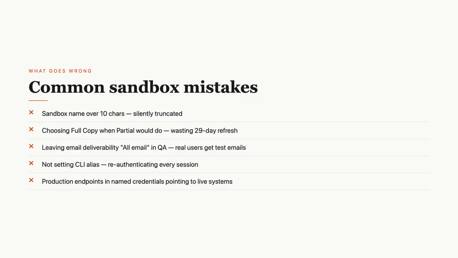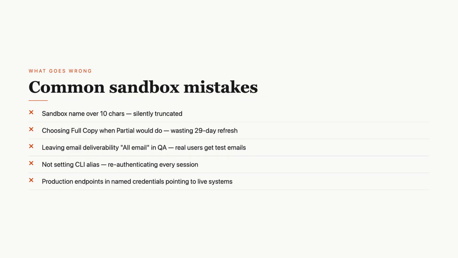Common mistakes. Choosing a sandbox name that's over 10 characters. The field truncates it silently. Picking full copy when partial copy would do, wasting the 29-day refresh cycle. Leaving email deliverability set to all email in a QA sandbox and accidentally sending test emails to real users. Not setting up the CLI alias and having to re-authenticate every session.